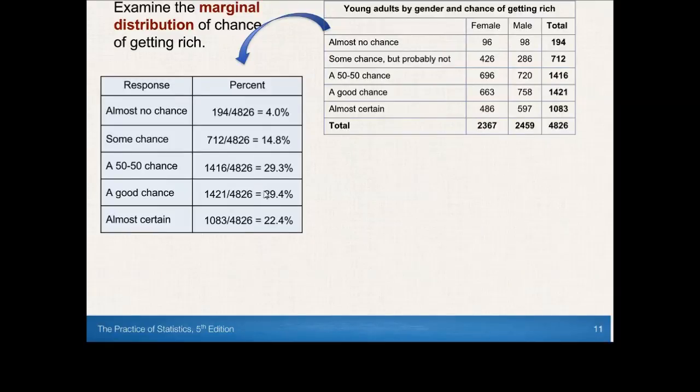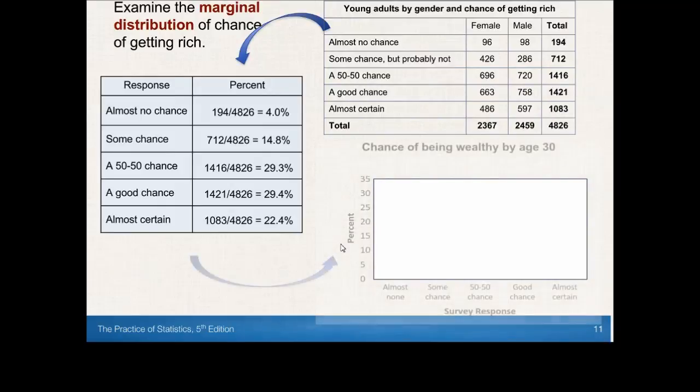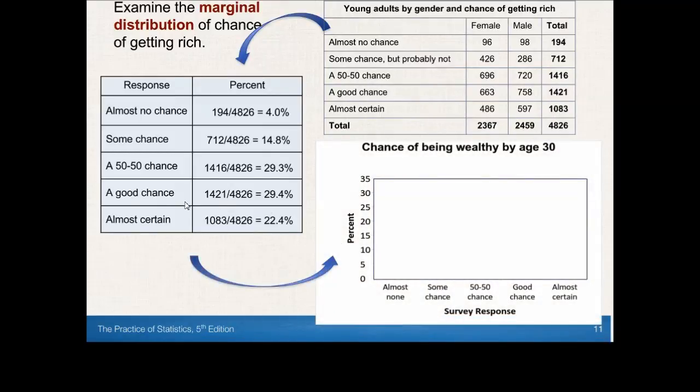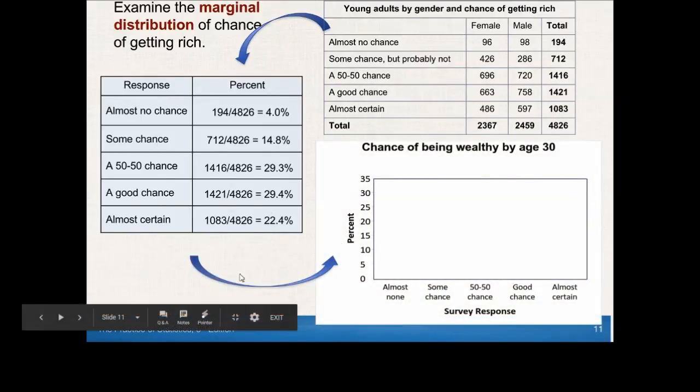Okay, so now that we have those percentages, we are going to produce a bar graph. So we want to take the categories and put them along the bottom, and then percents going up, because the percents depend upon the category, right? And then go ahead and make that graph. Pause the video.